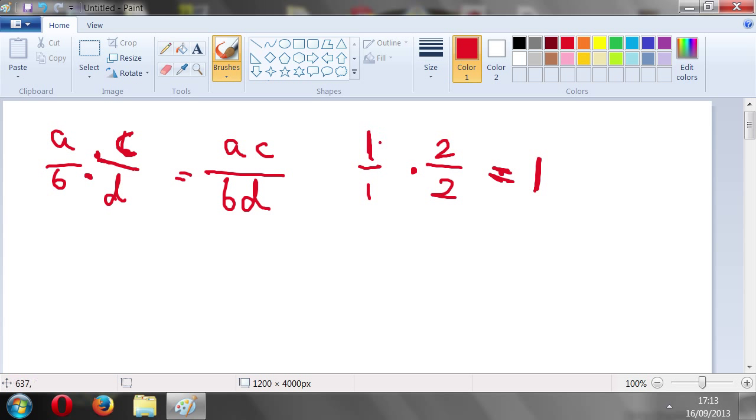And the whole point is if you multiply the numerator and the denominator by the same number, it's always going to give an equivalent fraction. It's always going to be the same thing. Like 1/2 times 5/5 is going to be 5/10. So it's always going to be the same. But that's just how fractions are multiplied.